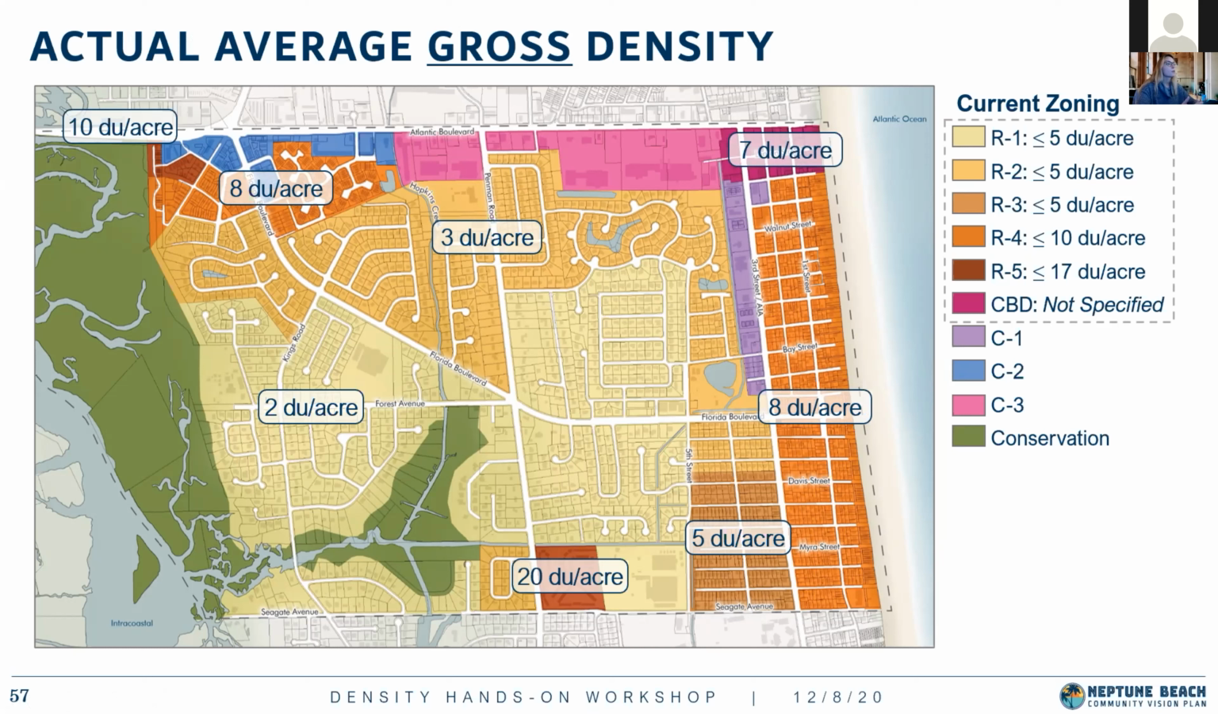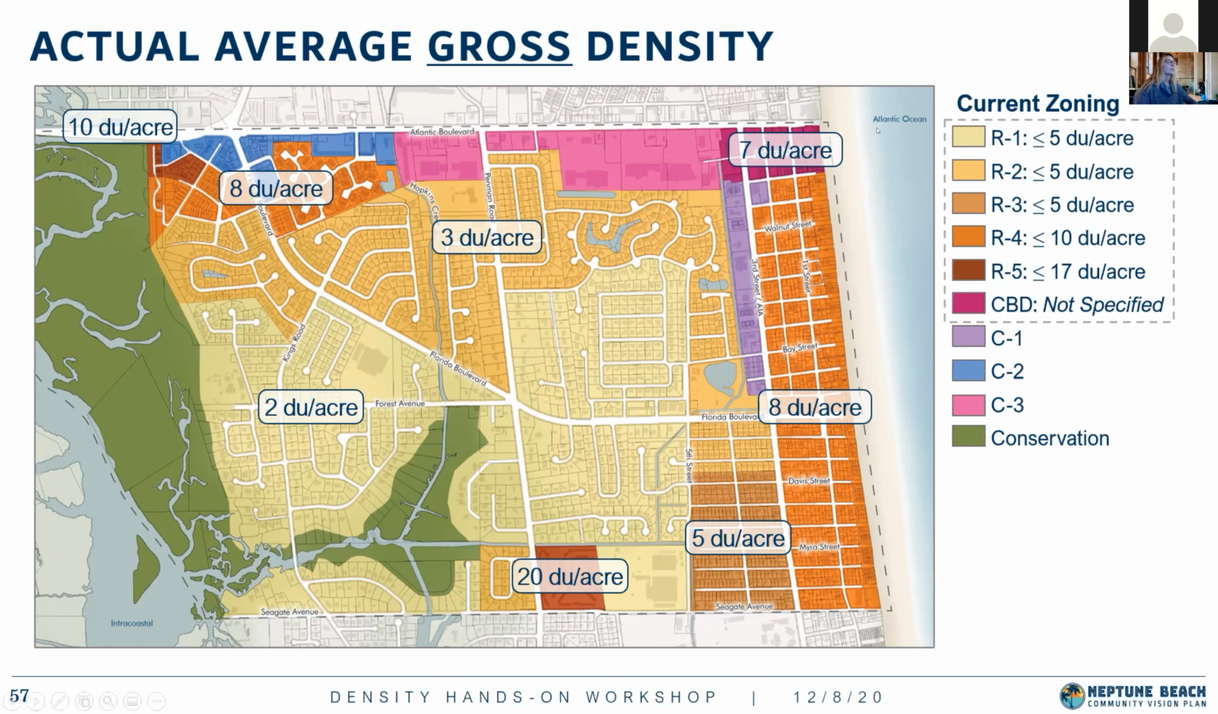So for example, in the neighborhood east of 3rd, that's R4 zoning, the gross density maximum is 10 dwelling units per acre. And what we measured is the actual average gross density. And of course, I say average because we took the total number of homes by the total residential area in that neighborhood, and we got 8 dwelling units to the acre. So all of the actual average gross densities of what's been built in Neptune Beach do comply with the current zoning maximums.